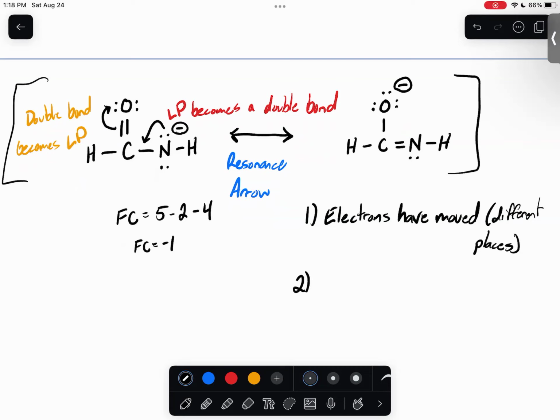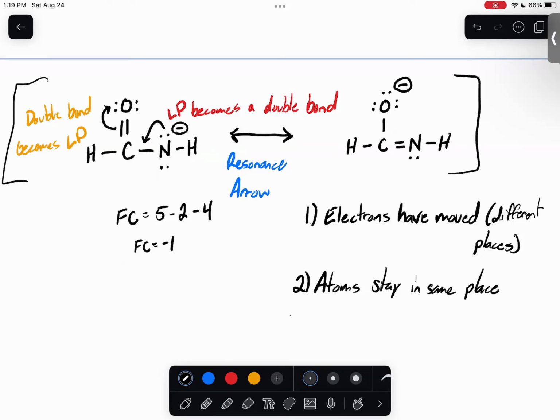The second criterion is that all of the atoms stay in the same place. It's not a resonance form if any of your atoms have moved. So looking at these structures up here, we still see that we have the hydrogen bound to the carbon, which is bound to both the oxygen and the nitrogen, and the nitrogen is bound to the other hydrogen. So none of the atoms had actually moved.